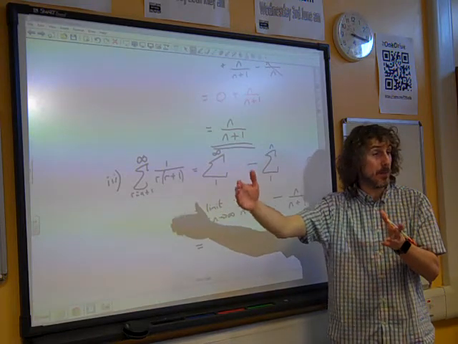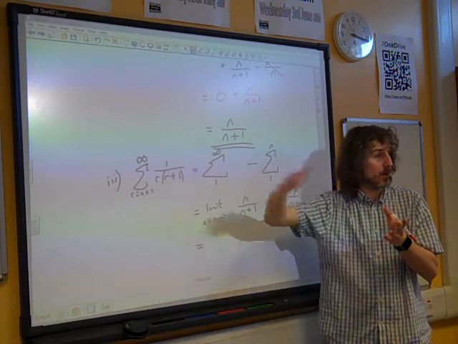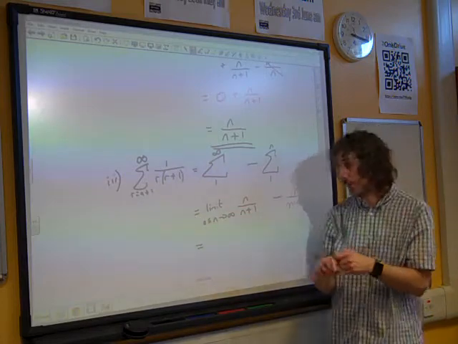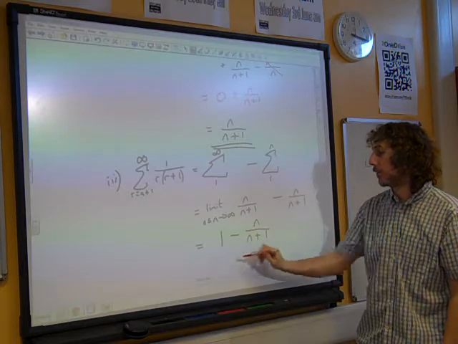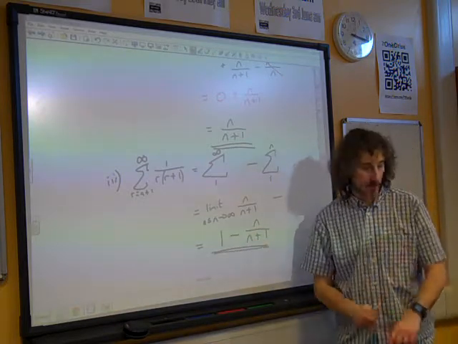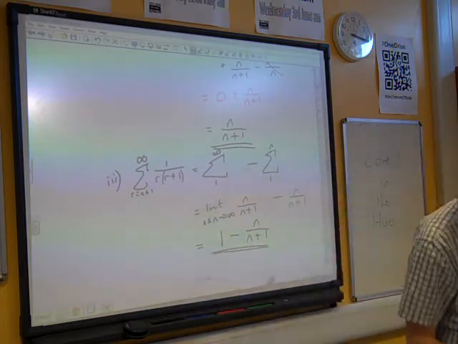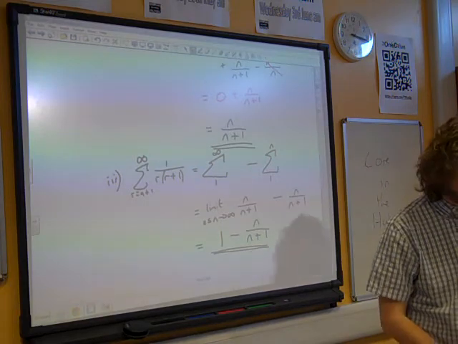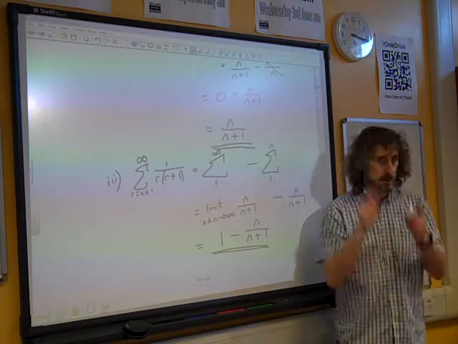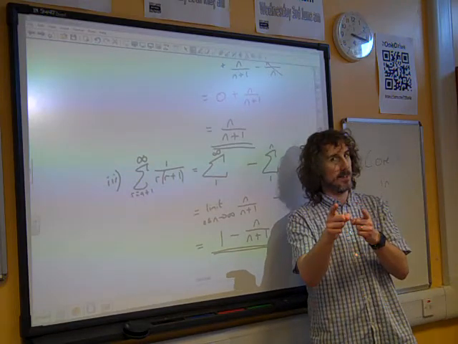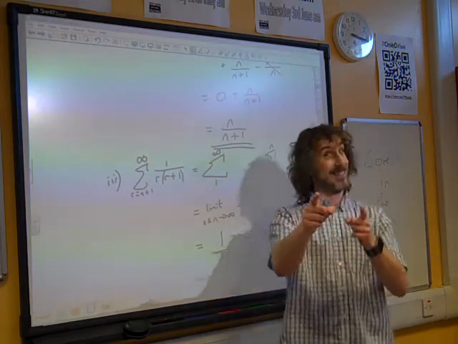And then we're nowhere near infinity yet. So the closer we get to infinity, the closer that gets to 1. So it's enough to say that that is 1 minus n over n plus 1. And that's our answer. Are we happy? And that's maths. Cheerful.